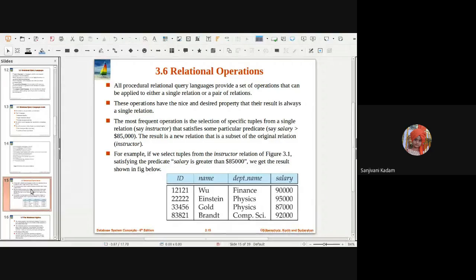Okay. So let us start with the relational operations. Whatever procedural languages are there, for that we can have a number of operations. So we are right now talking about the relational algebra. Let me use the mic.